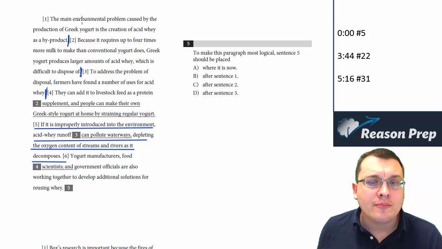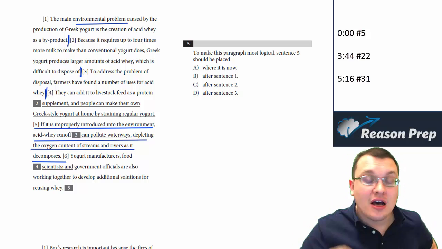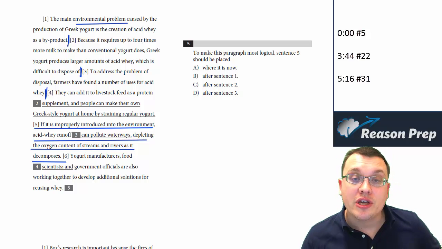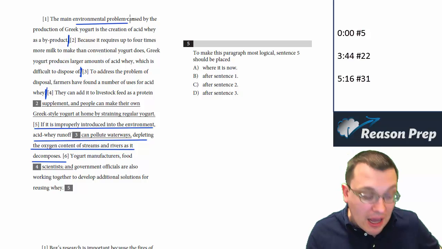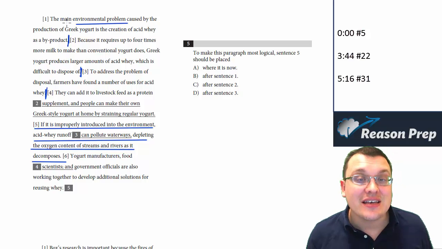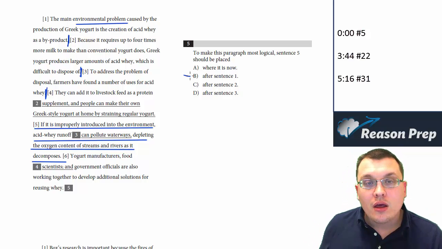The main environmental problem caused by the production of Greek yogurt is the creation of acid whey as a byproduct. If it is improperly introduced into the environment, acid whey runoff can pollute waterways, depleting the oxygen content. So notice this builds rather nicely on the opening topic sentence, the environmental problem caused by production of Greek yogurt being this acid whey, and then it describes why acid whey is so bad for the environment. This directly connects nicely into the previous sentence. So that might be a good place to put it. Let's hold aside B.